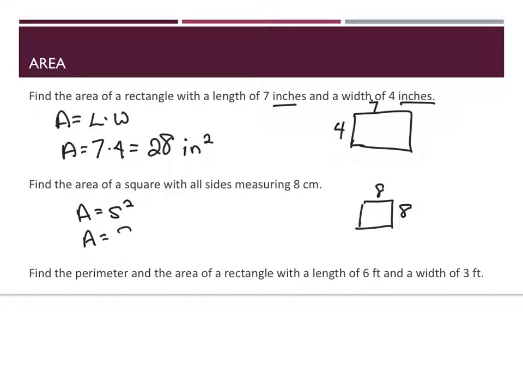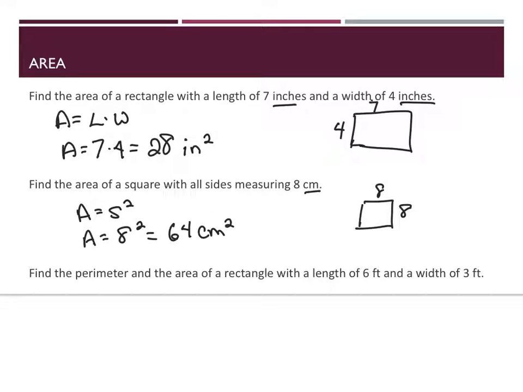So if one side is 8 and I square it, that gives me 64. It's 8 centimeters times 8 centimeters. Centimeters times centimeters is square centimeters, which is centimeter with a square on it.